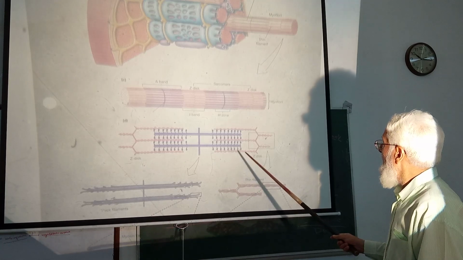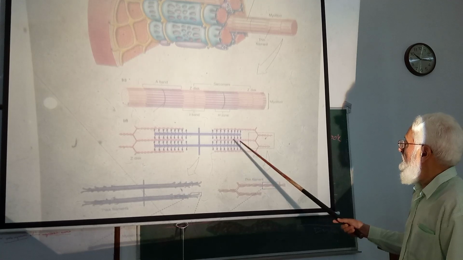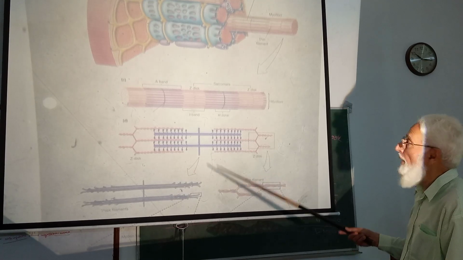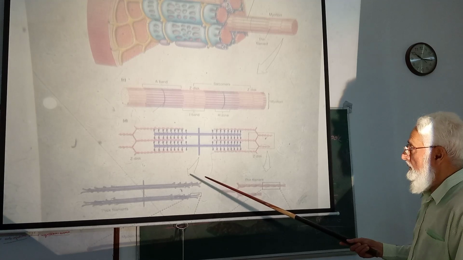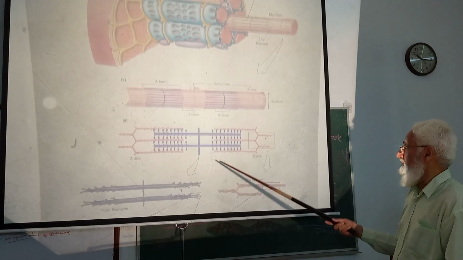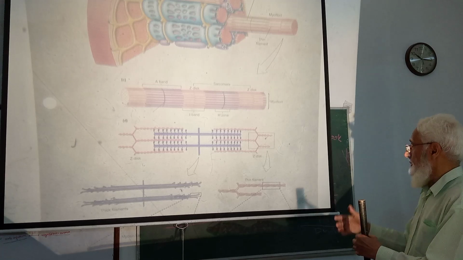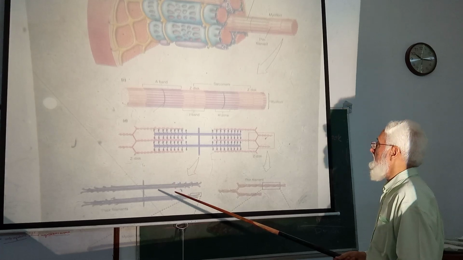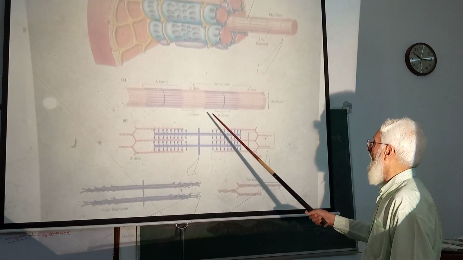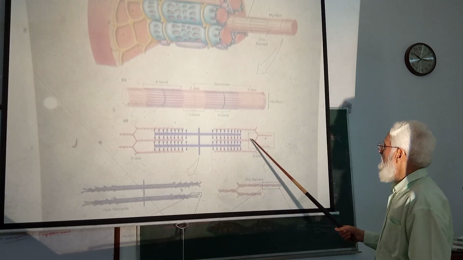So this is the arrangement of these filaments in the myofibril. The actin filaments partially overlap the myosin filaments, and these form alternate A bands and I bands. Z disc.